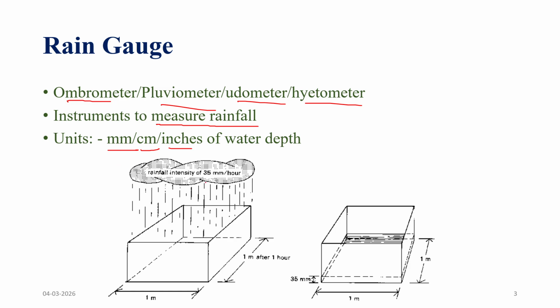Here, in this figure, rainfall intensity of 35 mm per hour means that if the rainfall is collected in this flat area of 1 meter by 1 meter for 1 hour, then the depth of water will be 35 mm. That is called a rainfall intensity of 35 mm per hour.